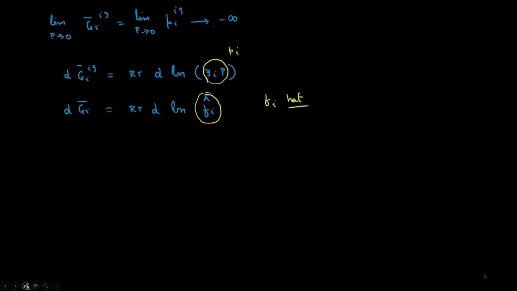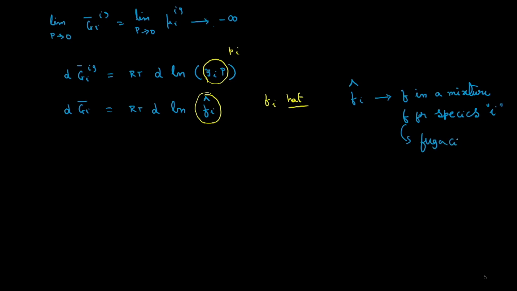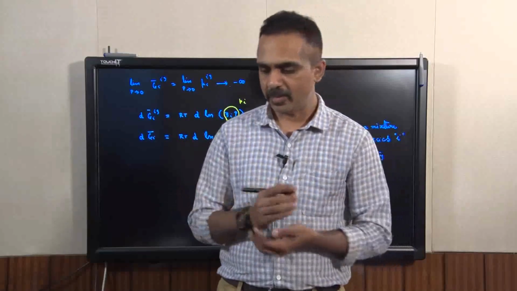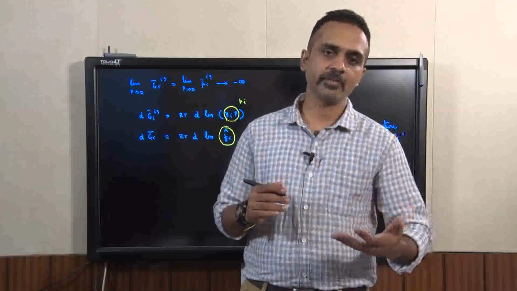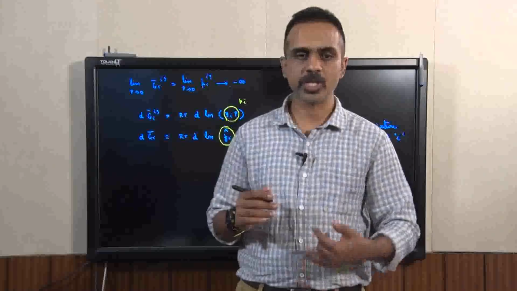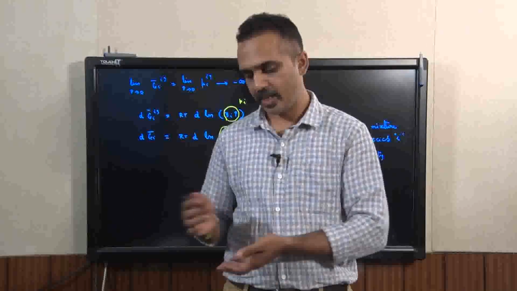The hat is the hat I put on top of fi, of course. Fi with a hat indicates that we are talking about the quantity f in a mixture, for species i because of the subscript i, and this quantity f is what we call fugacity. Like I said at the beginning of this lecture, fugacity generally means the tendency to escape, and in relation to vapor-liquid equilibrium, as we will see, the greater the fugacity, the greater is the tendency of that species to stay in the vapor phase, and hence the name.